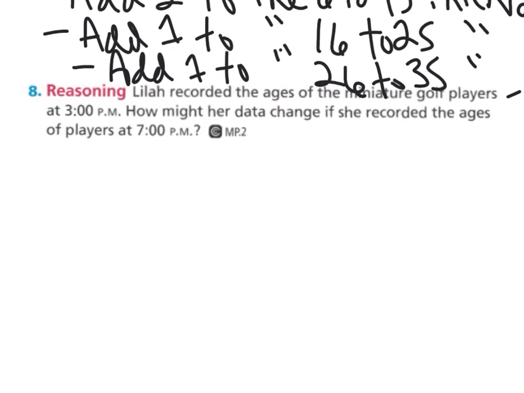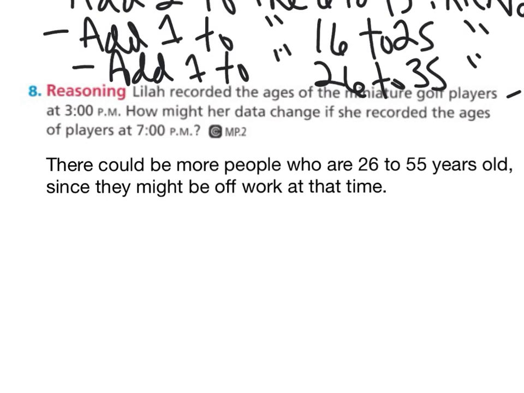Number 8 says Lila recorded the ages of the miniature golf players at 3 o'clock p.m. How might her data change if she recorded the ages of players at 7 o'clock p.m.? So there's different possibilities here. Maybe at 7 o'clock, maybe it's more crowded, maybe it's less crowded. But we're talking about the ages of the players here specifically. Possibly there could be more people who are 26 to 55 years old because they might be off of work at that time.